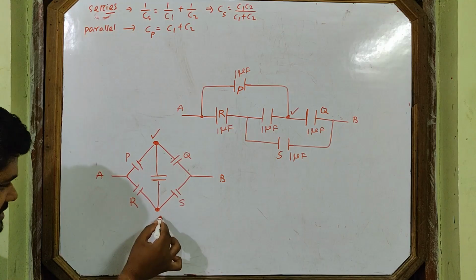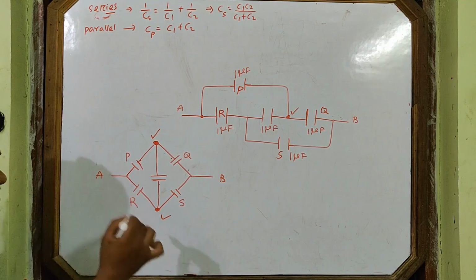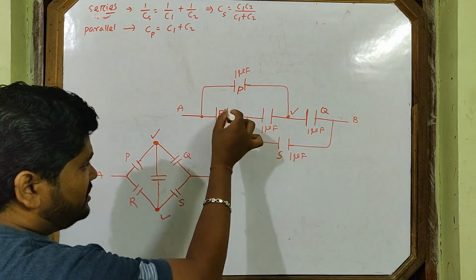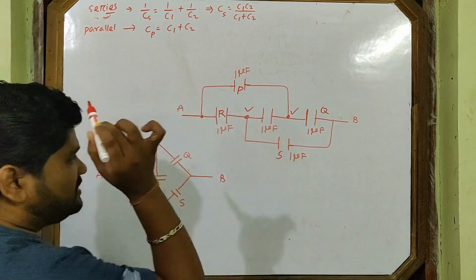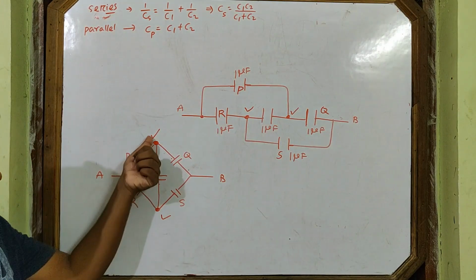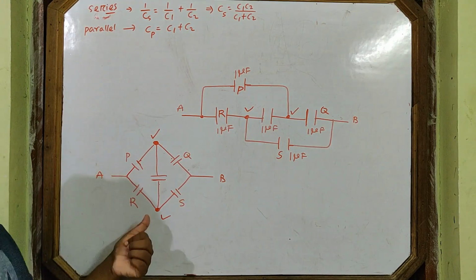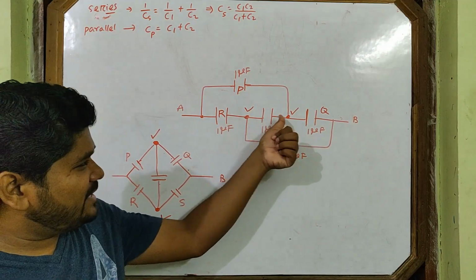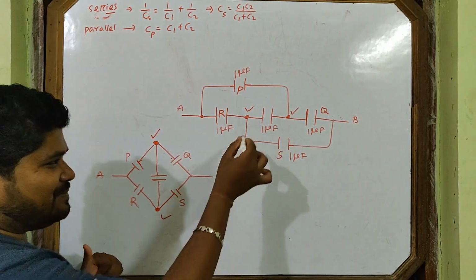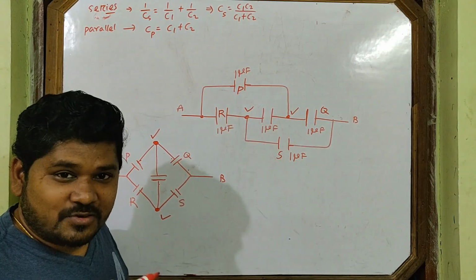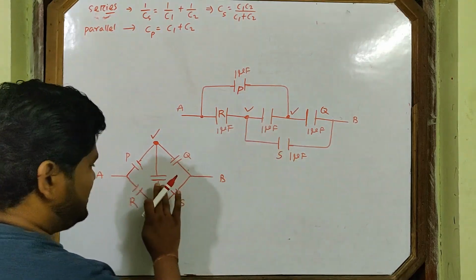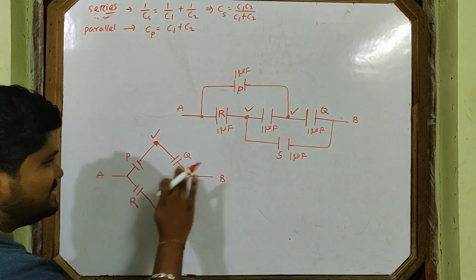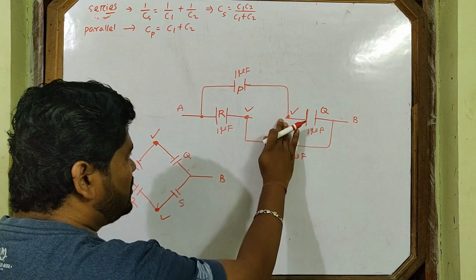RS common terminal is this. I put a tick mark. It is connected between 2 tick marks. It is also connected between 2 tick marks. Means this capacitor is going to die. This is going to be cut. This one, here this one will cut. Same thing here also, this one will cut.